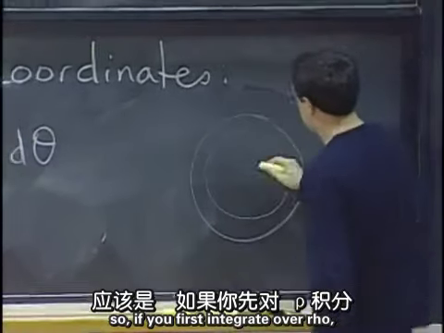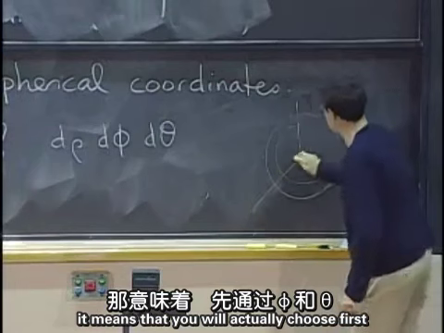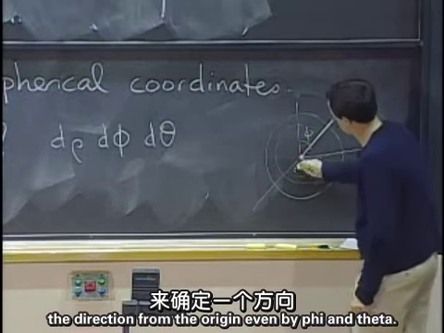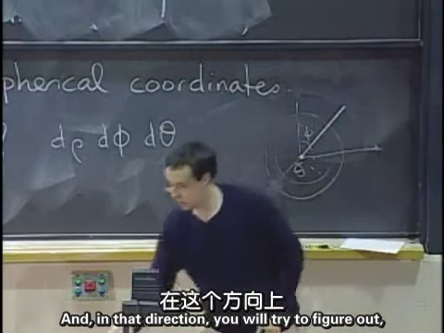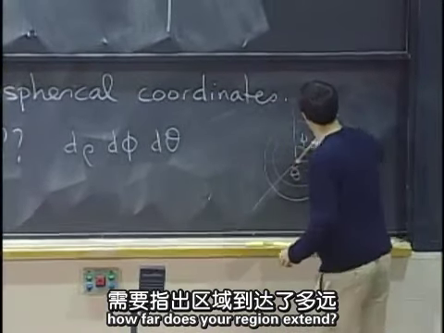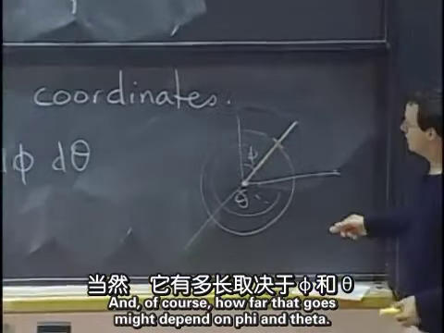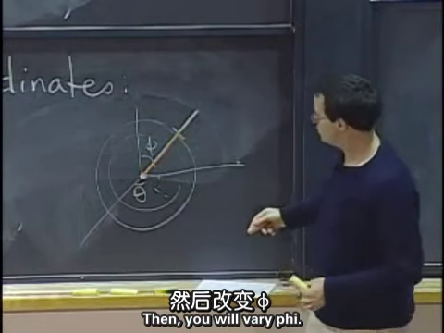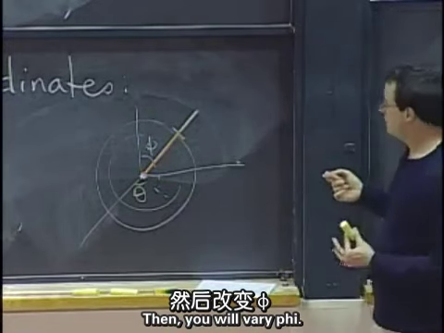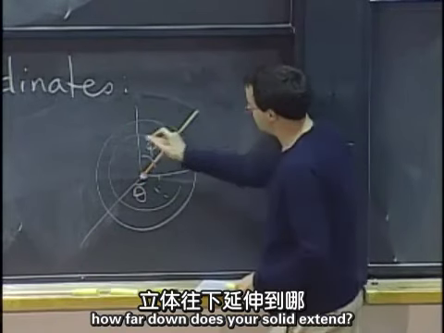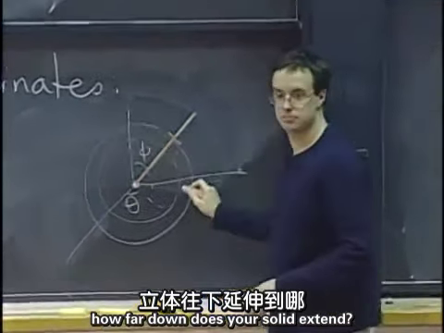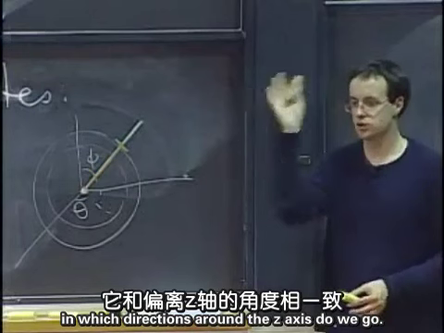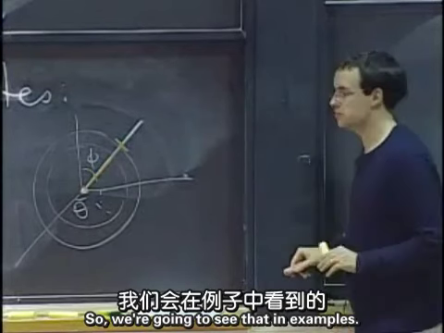If you first integrate over rho, it means that you will first choose a direction from the origin given by phi and theta. And in that direction, you will figure out how far your region extends. Of course, how far that goes might depend on phi and theta. Then you will vary phi, so you have to know, for a given value of theta, how far down your solid extends. And finally, the value of theta will correspond to which directions around the z-axis we go. We're going to see that on examples.